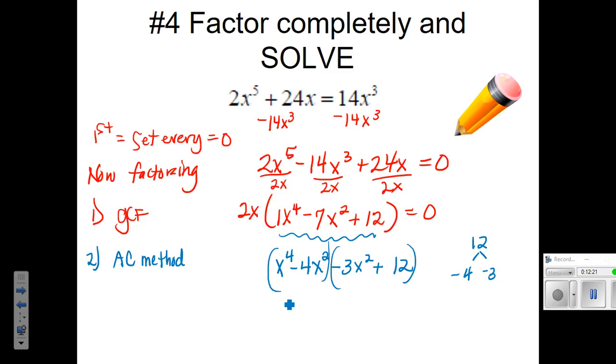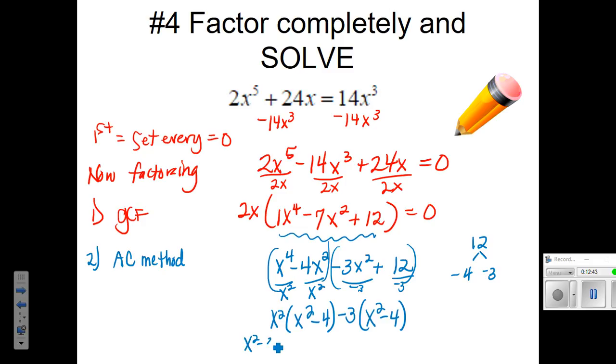What do these 2 have in common? An x squared. So we're going to divide out an x squared. That gives me x squared minus 4. What do these 2 have in common? They have a negative 3. So I'm going to take out a negative 3. So I get x squared minus 4. Okay, and so my factors are x squared minus 3, x squared minus 4, and bring down the 2x that you originally took out.